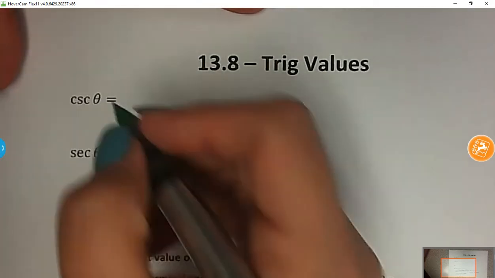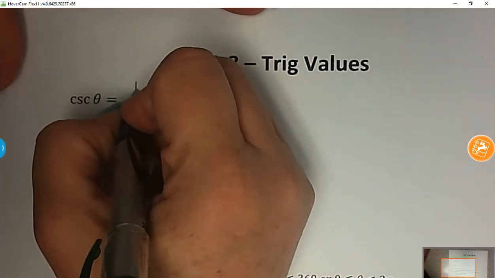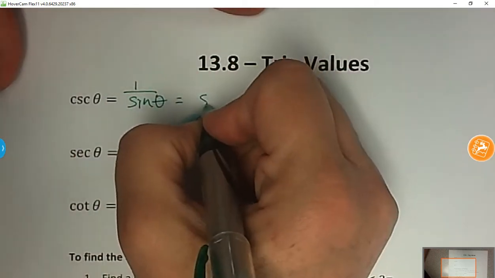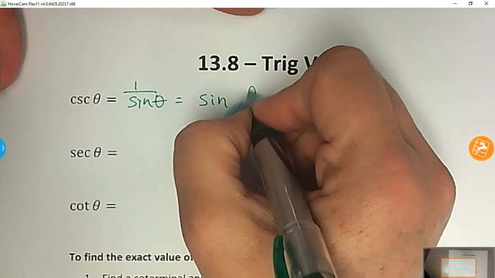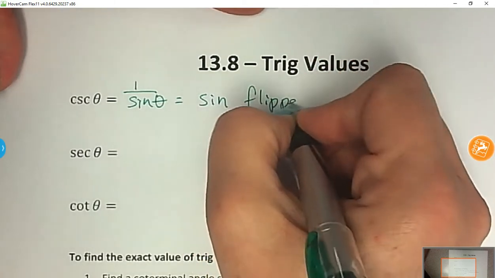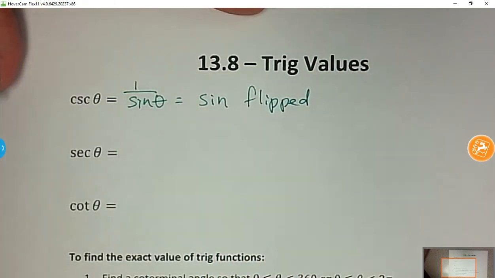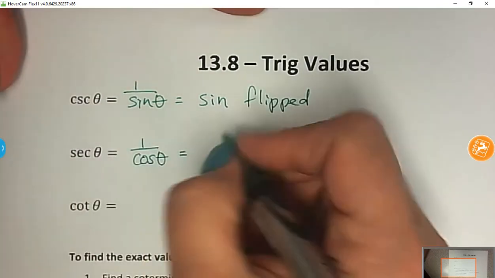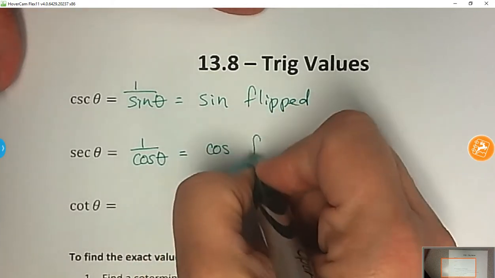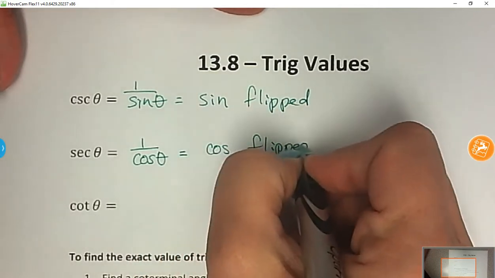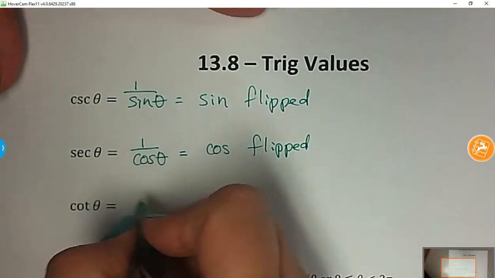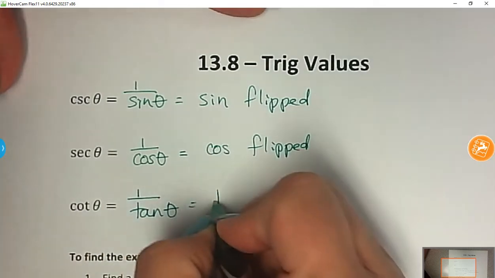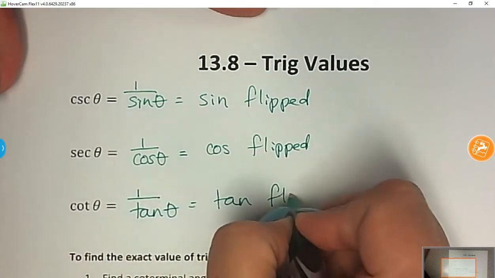Okay, your cosecant is equal to 1 over the sine of theta, which is just the sine function flipped over. The secant is equal to 1 over the cosine, which is really just the cosine flipped over. And then cotangent, remember that is 1 over tangent theta, and that's just the tangent flipped.